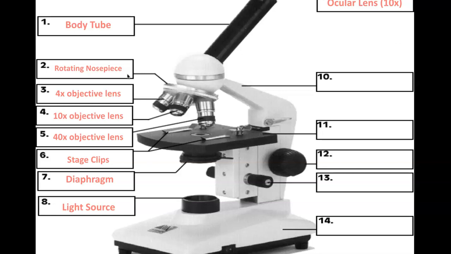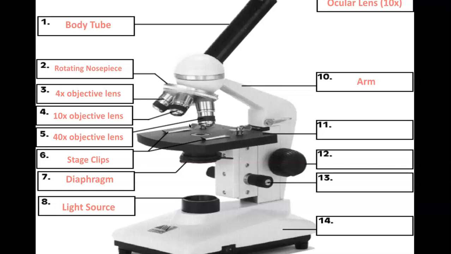Yeah, 100, because 10 times 10 equals 100. I have 10 for the ocular lens and 10 for the objective lens, so my total magnification equals 100. The same thing would occur for the objective lens. That's the 40x objective lens. It'd be 40 times 10 for the ocular lens. That gives us a total magnification of 400. Okay?